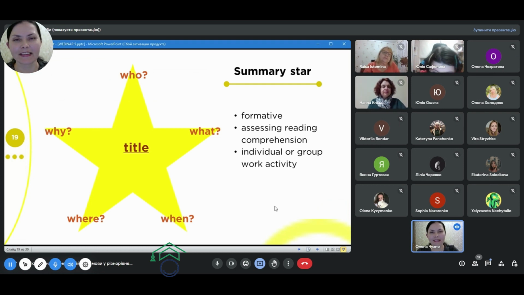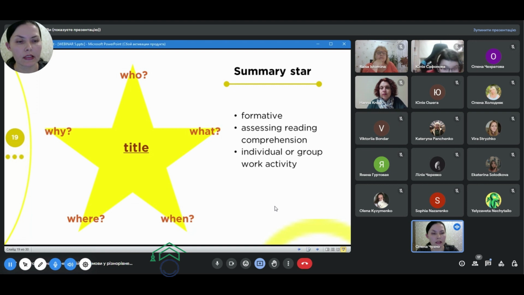Well, some more summary stuff, for those teachers who like teaching students how to read. Yeah, so it is called summary star. It is a formative technique. It can be used for assessing reading or listening comprehension, so receptive skills. It can be done as an individual or group work activity.